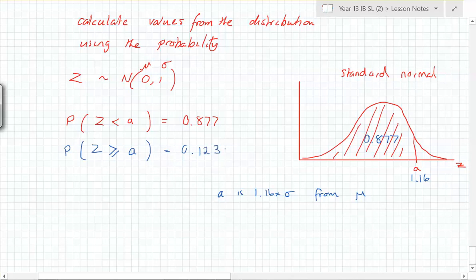Okay. Now, let's say I haven't done this red bit. I haven't done that bit. So let's pretend we've not done it. All right. So I've got the probability that Z is greater than A is 0.123. Would we get the same value of A? So if we put it into our calculator, we should still get 1.16, yeah? So can you do that on your calculator? Tell me what you get.